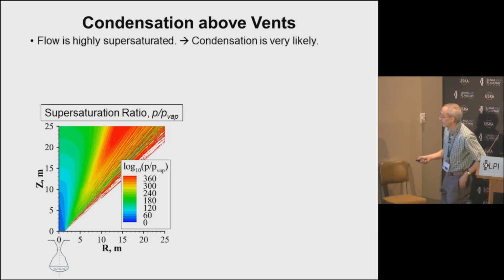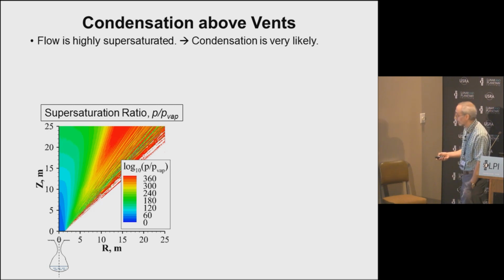Let me talk about the gas dynamics in the near field. In that model of an exhausting plume into vacuum, the density and temperature and pressure drop very rapidly. So therefore, the supersaturation ratio of the local pressure divided by the vapor pressure becomes huge. This is a log of that ratio. And so one expects condensation in this near field.